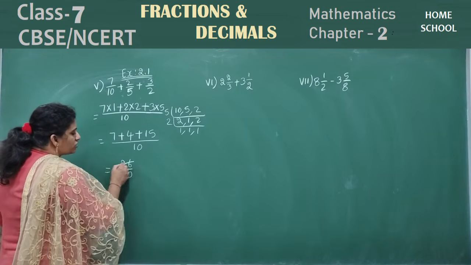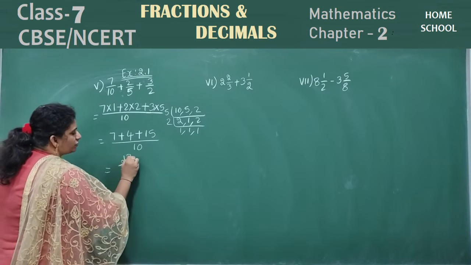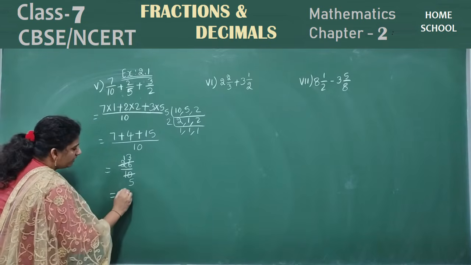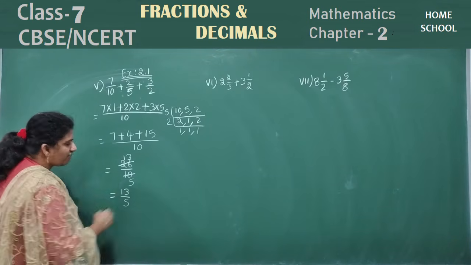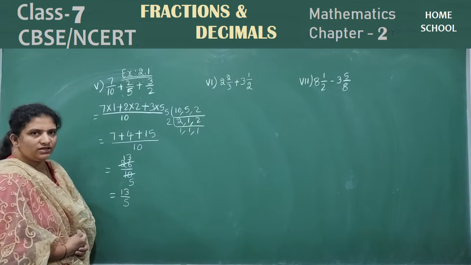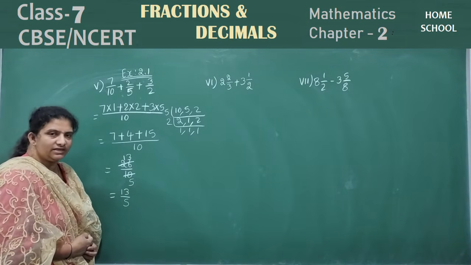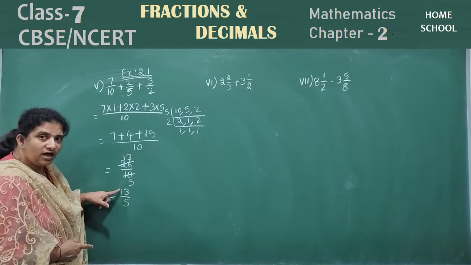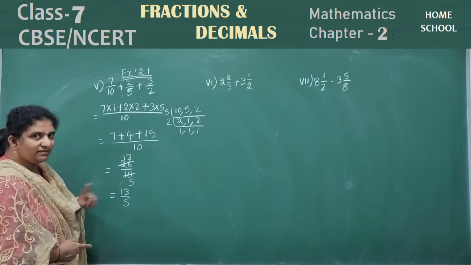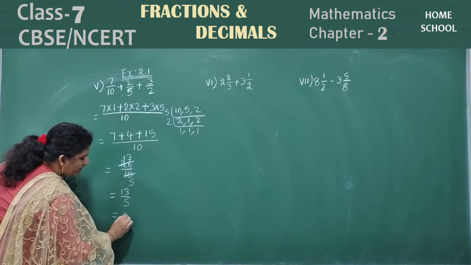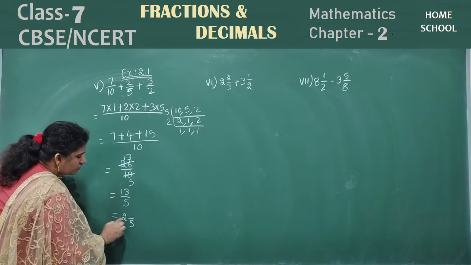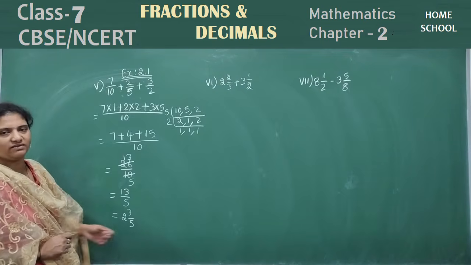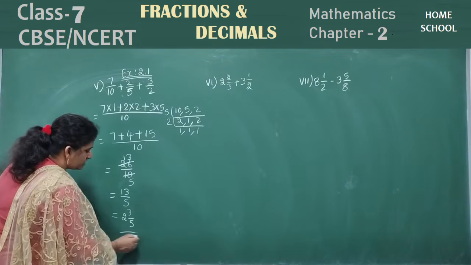What is that? So 2 table, 2 ones are, 2 threes are, 2 fives are. So what you can write here? 13 by 5. 13 by 5 is an improper fraction. Can we convert into mixed fraction? Yes. 5 table. So see the nearest number. 5 twos are 10. 13 minus 10, 3. Right? So look here. 5 twos are 10. 10 plus 3 will be 13. That is 2. 3 by 5 is your answer. Okay. This is your answer.